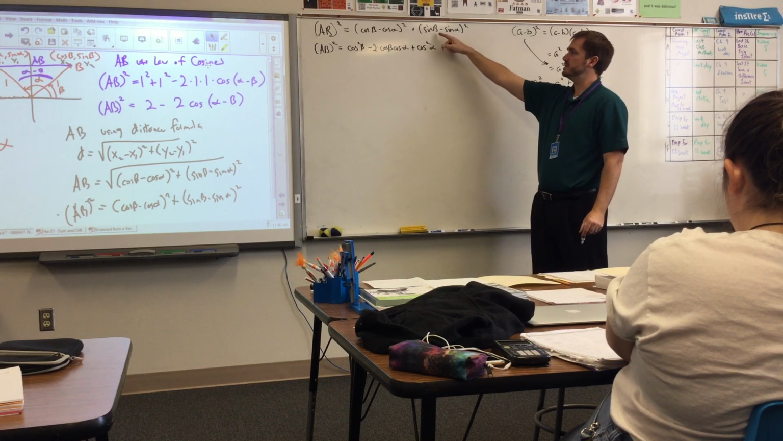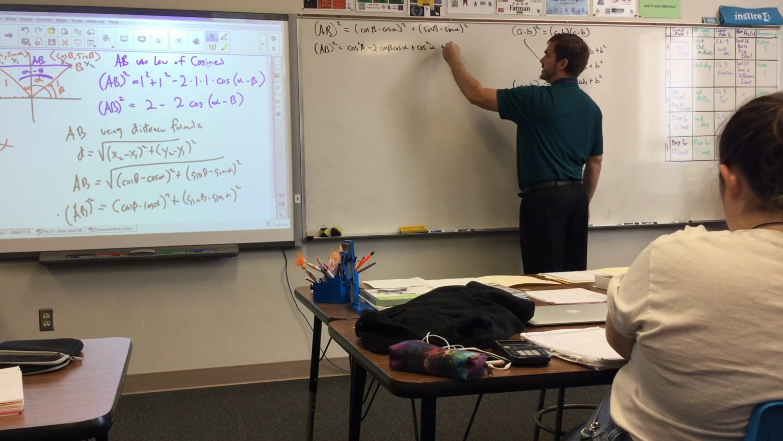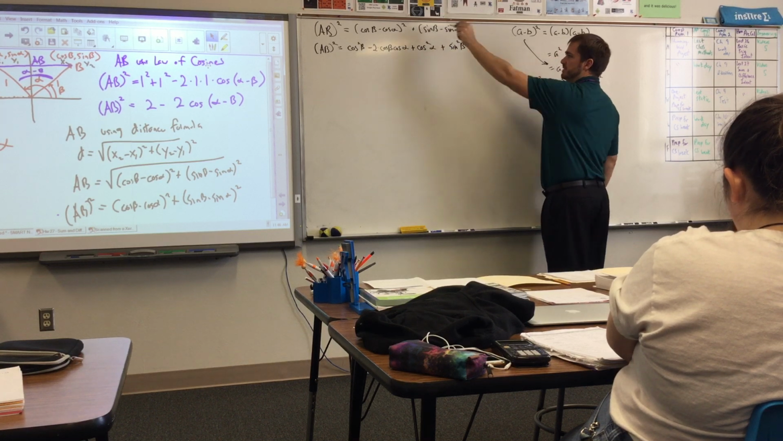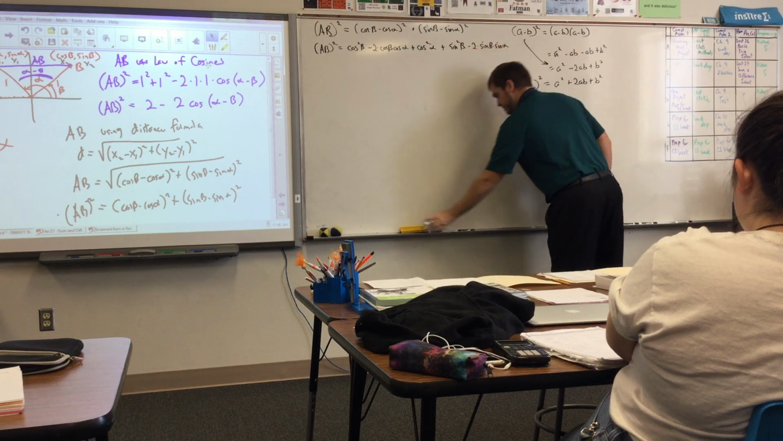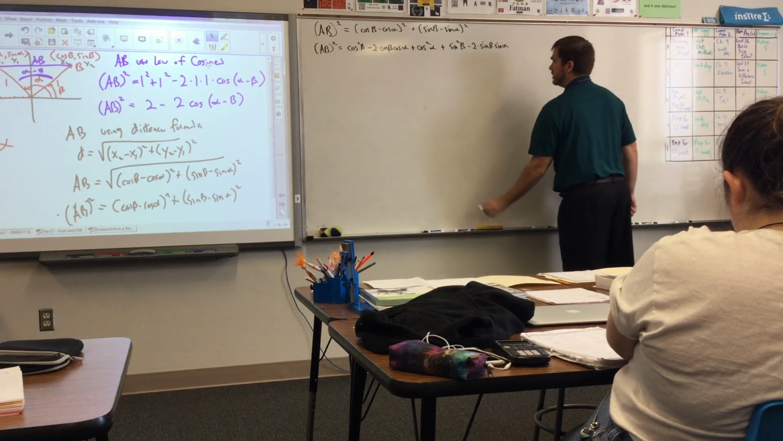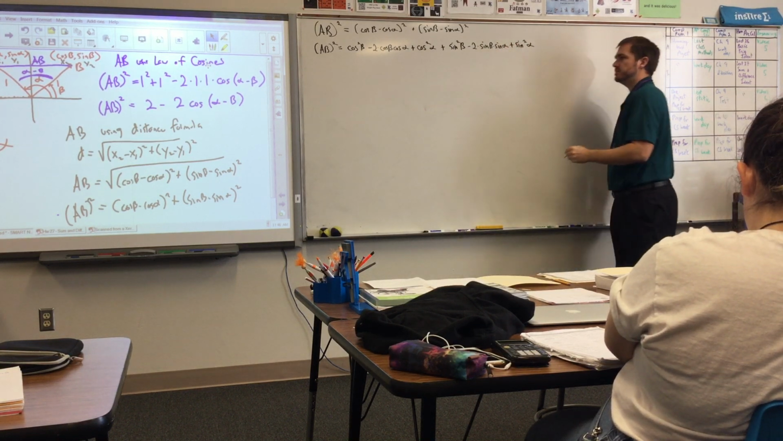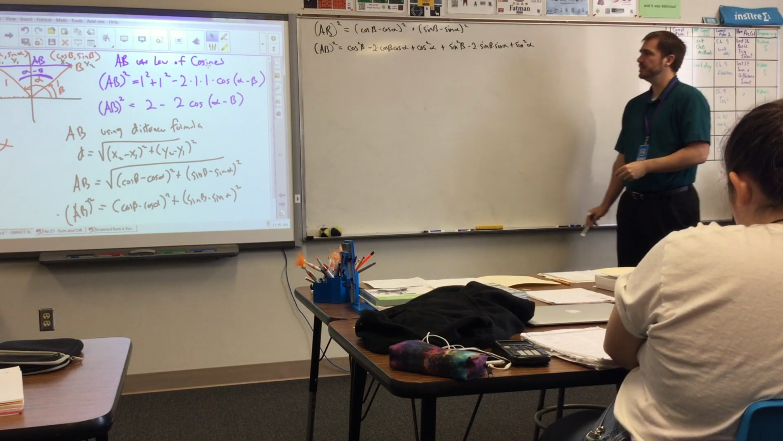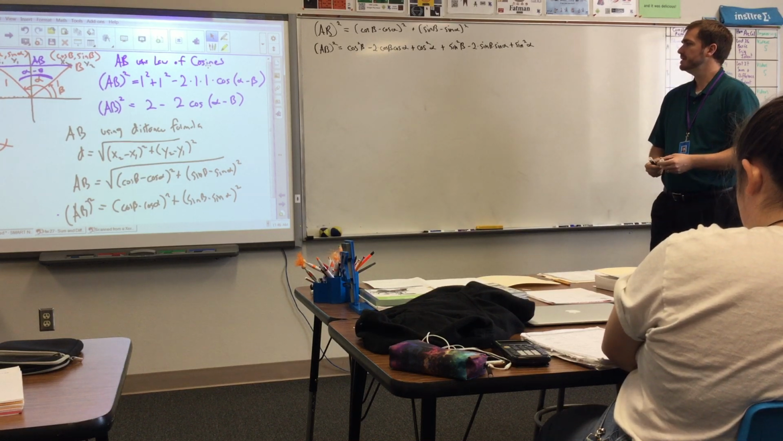Now we'll expand this one: sine beta minus sine alpha. Same process. It's the first thing squared, so sine squared beta, minus 2 times the first thing times the second thing, so sine beta sine alpha, plus the second thing squared, sine squared alpha. Everything now is going to start contracting.